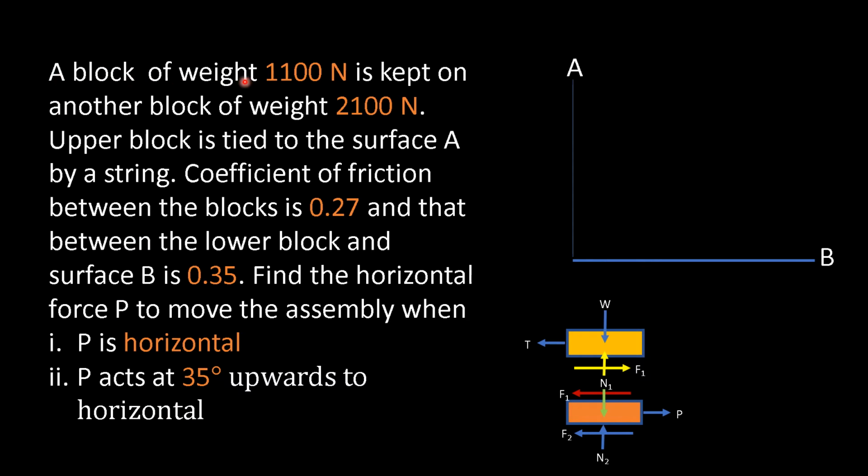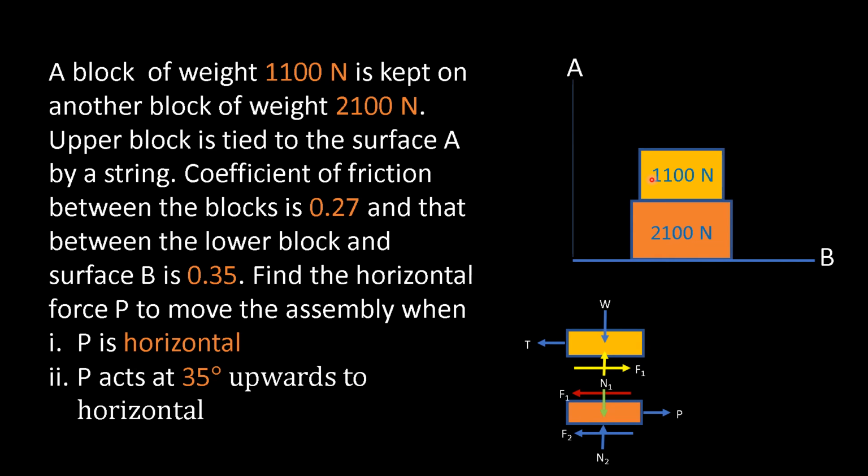A block of weight 1100 Newton is kept on another block of weight 2100 Newton, like this. This is the lower block, the upper block. Upper block is tied to the surface A by a string. So this is the string. Coefficient of friction between the blocks is 0.27 and coefficient of friction between the lower block and the surface B is 0.35.